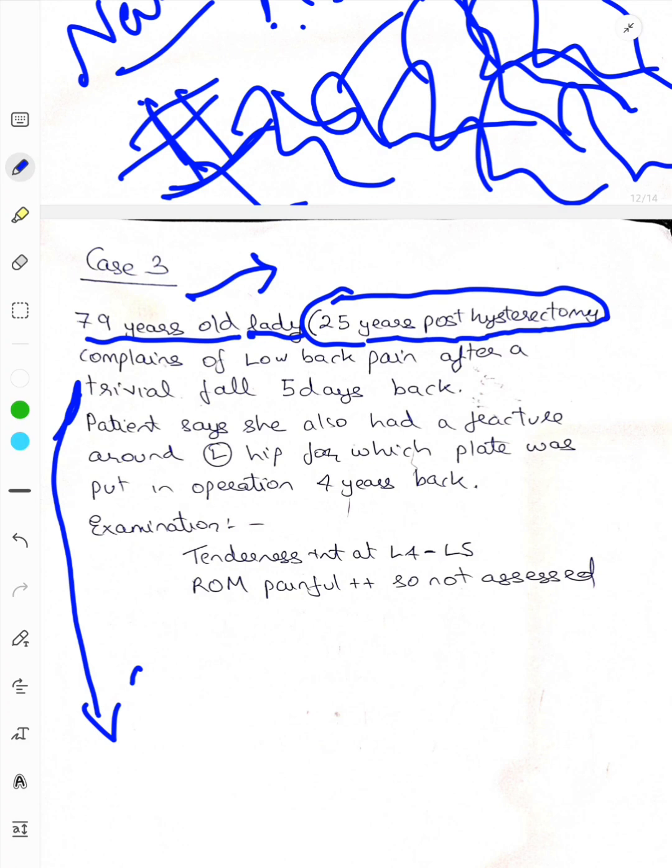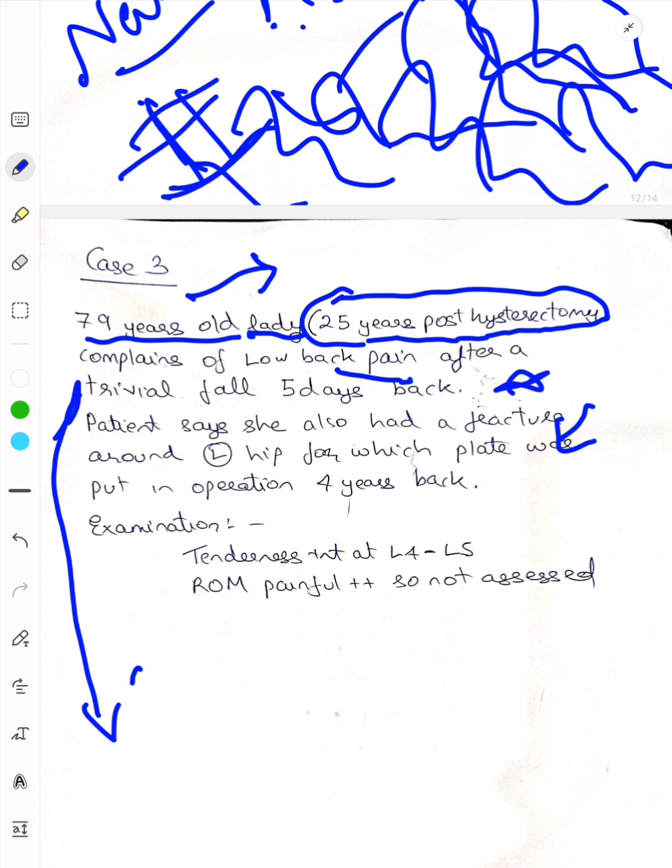Now, the most important thing to ask when you are suspecting, when a 79 years old lady, 25 years after hysterectomy, complains of a trivial fall, just a slight fall from bed, or on flexing the knee, leading to low back pain. Just a fall from a small height like a bed, leading to low back pain. Acute presentation is more likely an osteoporotic compression fracture picture.